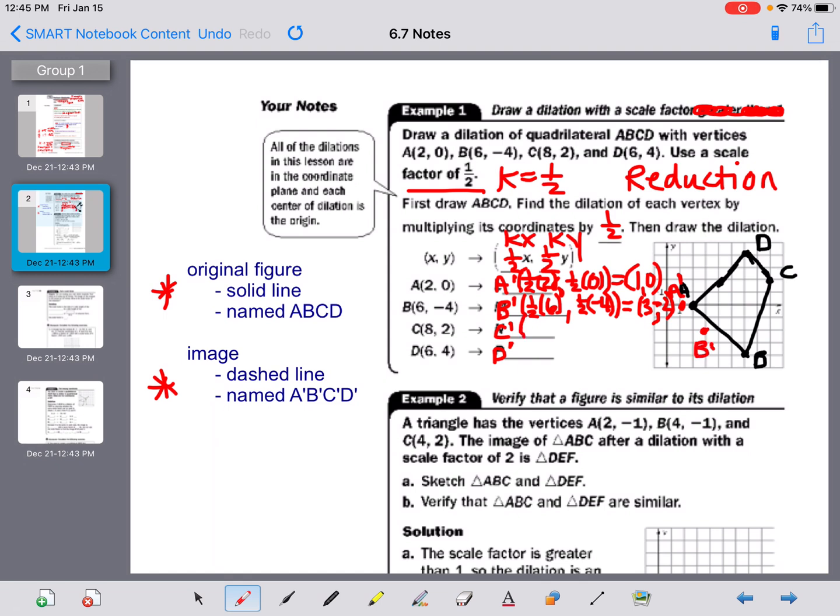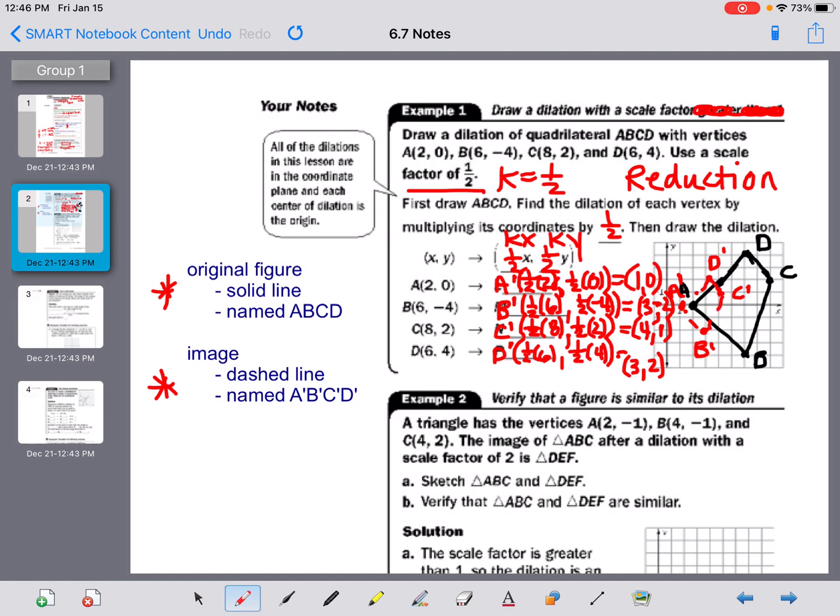C was at 8, 2. So I'm going to take 1/2 times my 8 and 1/2 times my 2. 1/2 times my 8 is 4. 1/2 times my 2 is 1. So here's my new C. And then my final one, D, was at 6, 4. So I'm going to take 1/2 times my 6 and 1/2 times my 4. My scale factor gets multiplied by everything. So 1/2 of 6 is 3. 1/2 of 4 is 2. And there's my new D. I'm going to dash the lines in between them.